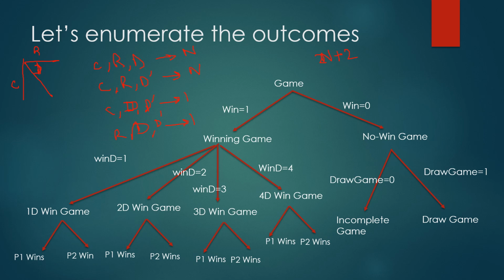So the overall number of 3D wins is 2n plus 2 if n is odd, and 2n if n is even. It is also worth mentioning here that for smaller n's like n equals 3, this 3D win cannot happen. So in order for the 3D win to happen, at least you need n equals 5 and so on. So that's about 3D wins.